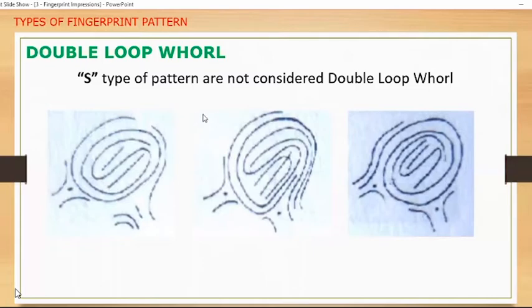So S-type is not considered as double loop wall. Kasi anong requirements ng double loop wall? That is two independent loop formation. S-type, letter S, kaya nga S-type. Hindi siya pwedeng i-consider as independent loop formation kasi nga magkadugsong siya. So magkadugsong, kagaya nito, hindi siya pwedeng i-consider as independent loop formation. That's why S-type is not considered as double loop wall. It's either babagsak siya ng plain wall o kaya ng central pocket loop wall.